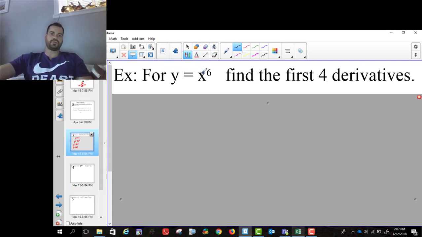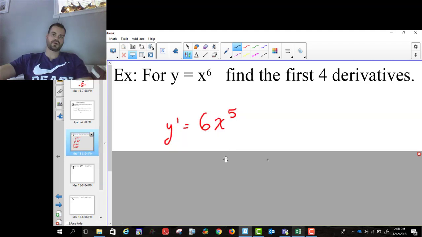So here's an example. Find the first 4 derivatives for x to the 6th. First derivative, 6x to the 5. Power rule, right? You bring the 6 down, subtract 1 from the power.